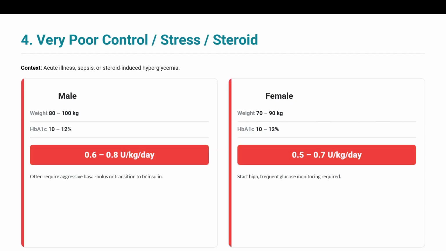For a person with very poor control who is under stress or on steroids, inpatients having acute illnesses, sepsis or steroid-induced hyperglycemia, for a male with HbA1c of 10 to 12, start at 0.6 to 0.8 units per kg per day; often they require aggressive basal bolus or titration to IV insulin. For a female of 70 to 90 kg, HbA1c 10 to 12, 0.5 to 0.7 units per kg per day. Start high; frequent glucose monitoring is required in females.